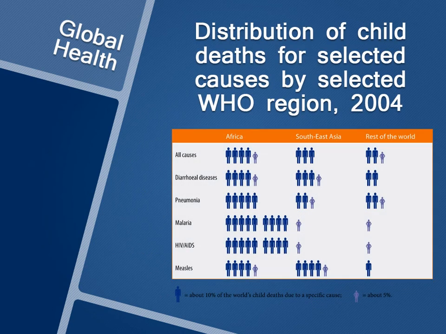I thought this was an interesting graph to include because it illustrates in a different way the impact of various conditions such as diarrhea, pneumonia, malaria, HIV/AIDS, and measles on children's death rates. Africa shoulders a great burden of disease for a number of different reasons.